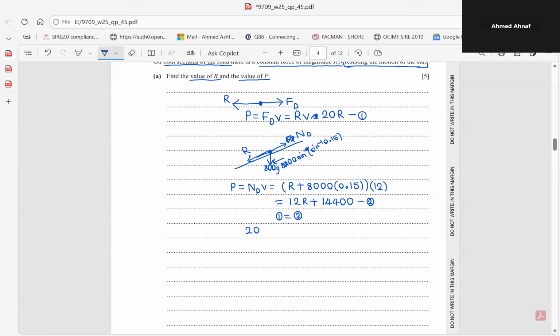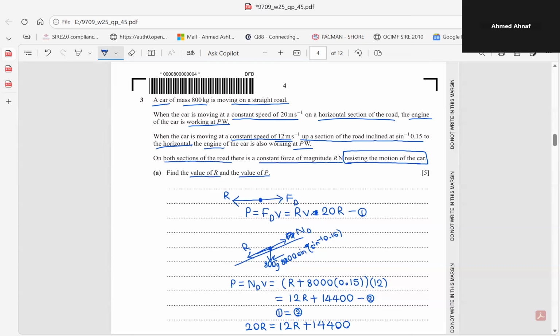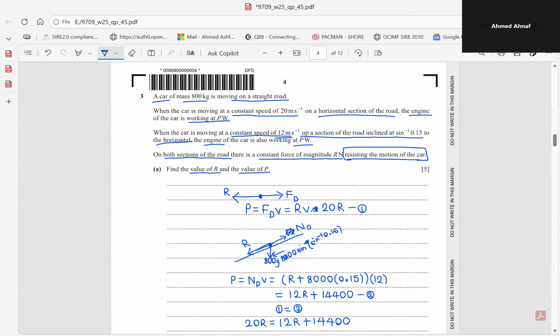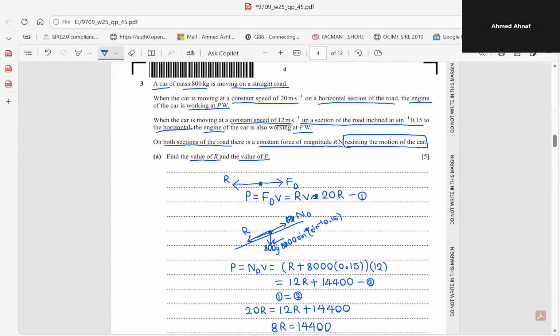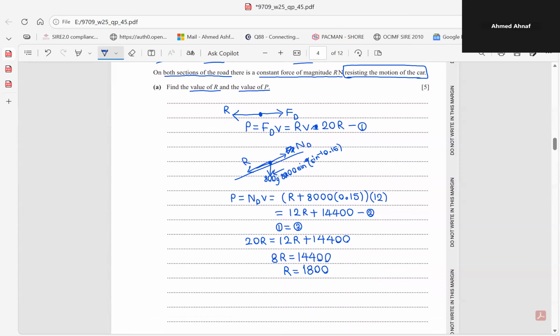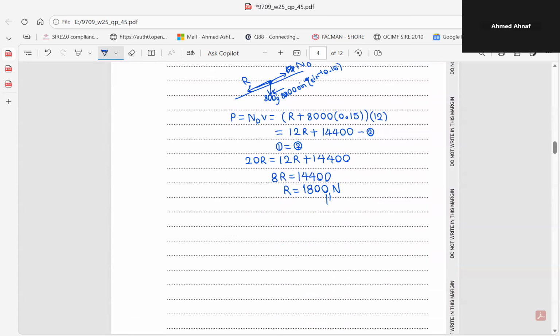So this is going to be 20R equals 12R plus 14,400. So this is going to be 8R equals 14,400. Then R would just be 1800 newtons. So this is for R.